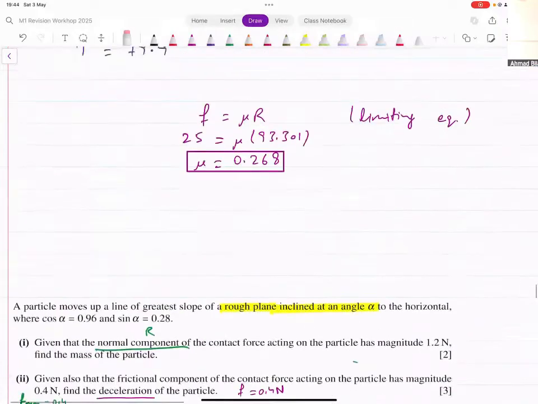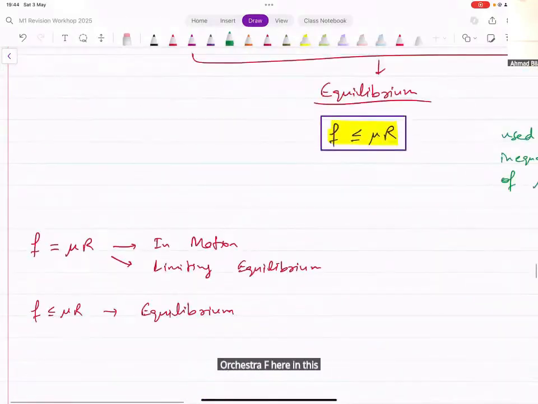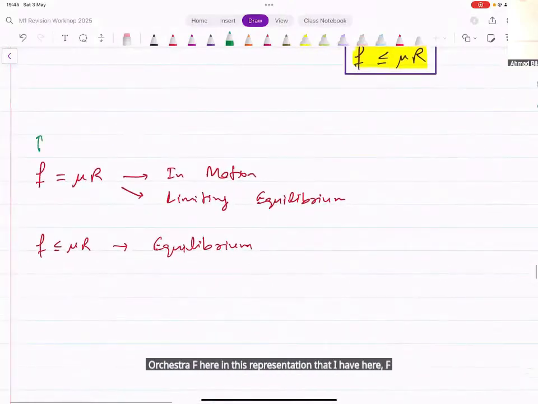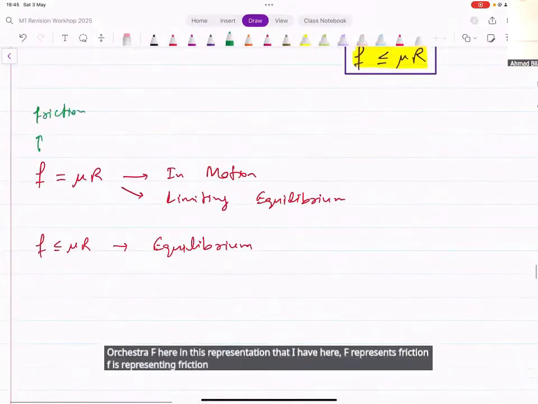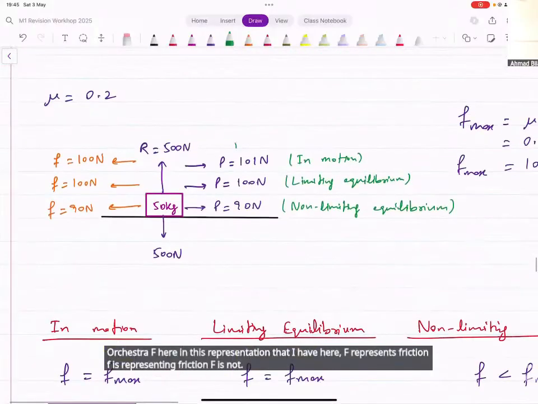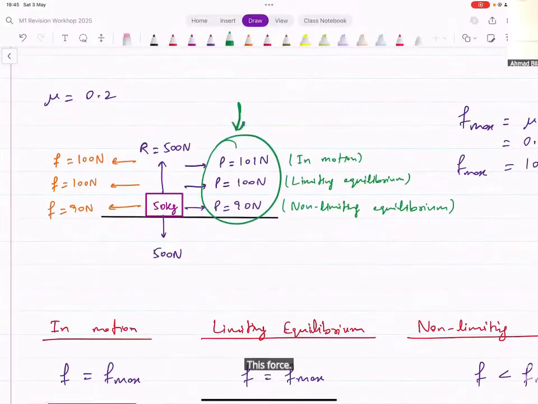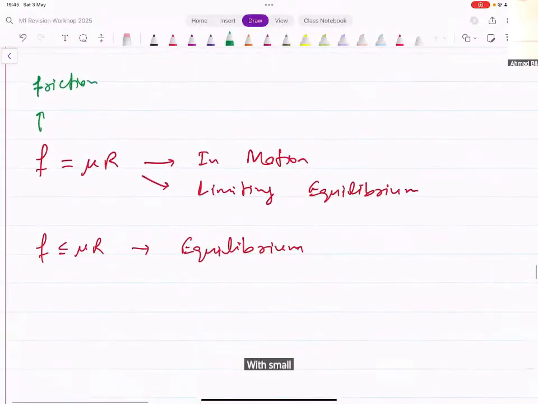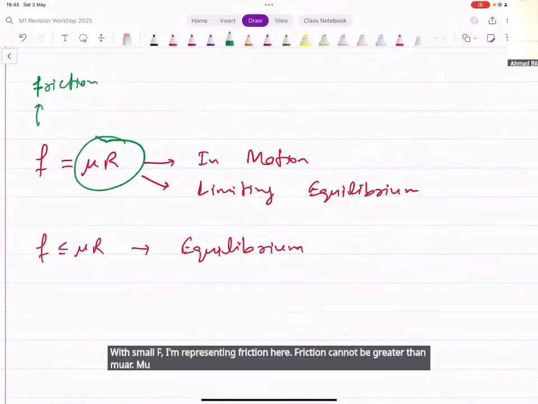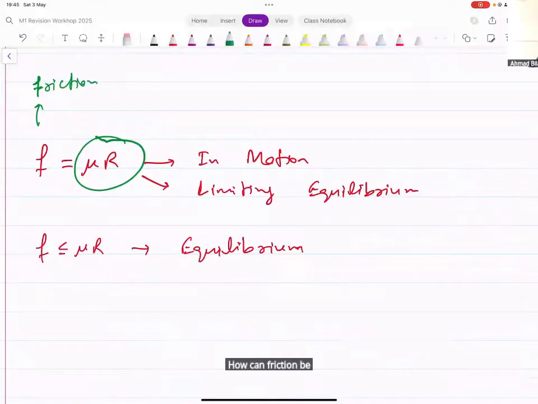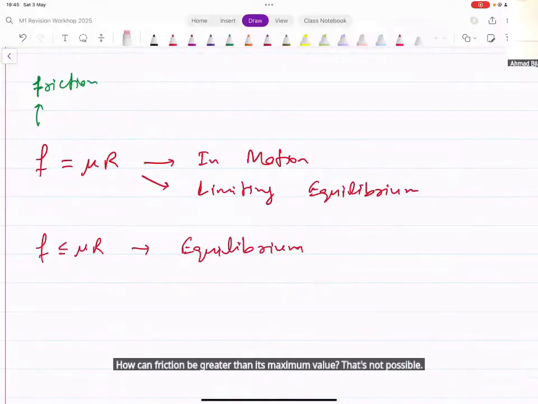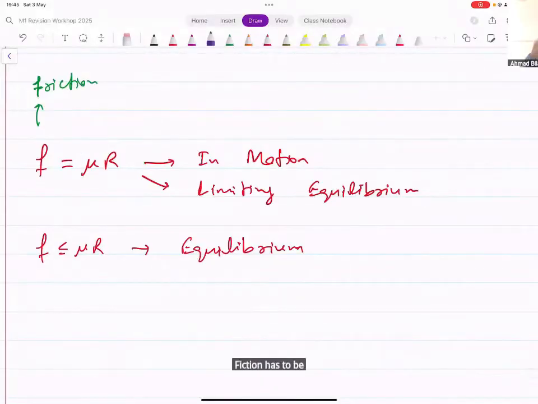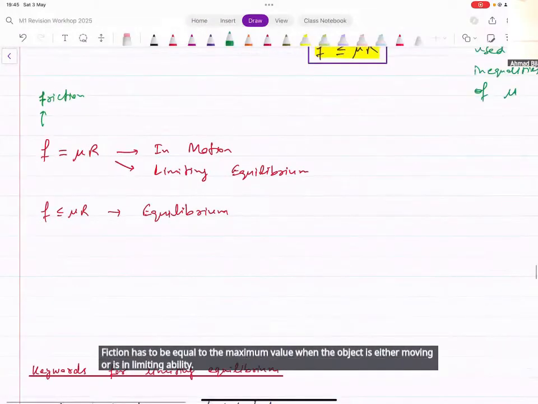Okay, so F here, in this representation that I have here, F represents friction. F is not this force. This force is represented by P here. That force is greater than the maximum value, yes. With small f, I'm representing friction here. Friction cannot be greater than mu R. Mu R is the maximum possible value of friction. How can friction be greater than its maximum value? That's not possible. Friction has to be equal to the maximum value when the object is either moving or is in limiting equilibrium.